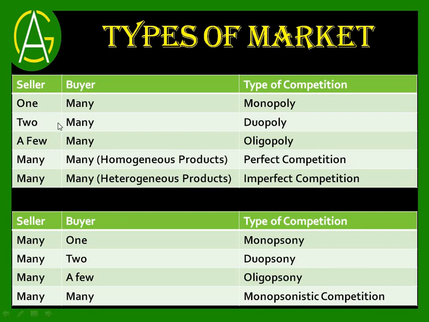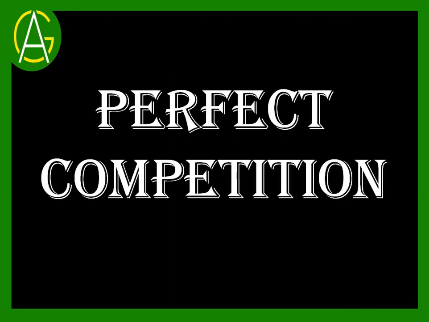So out of this we have to learn all these types of competition in our chapter number 4, unit number 3. Let us start with the first one, that is perfect competition. Here we will learn what is perfect competition, what are the features of perfect competition, and how the prices are determined under perfect competition. Let us start with the features of perfect competition.